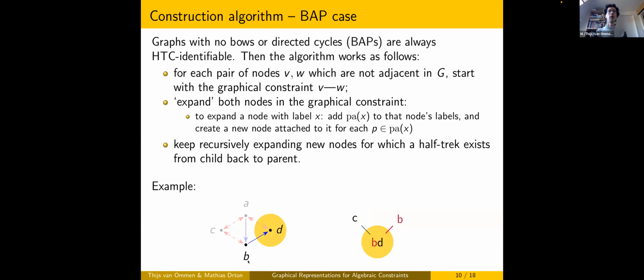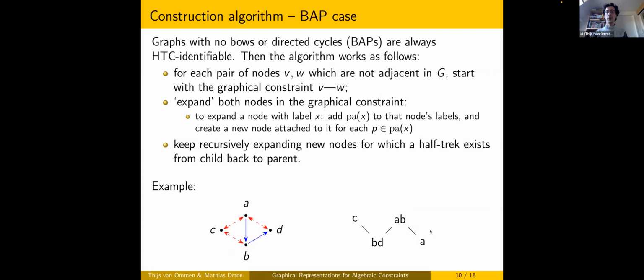The node D does have a parent over here, namely B. So to expand the node D, we add B to its label, and we create a new node with B as its only label. Then the next step is to check if we need to recursively also expand B. And for this, we check if there is a half track from the child over here back to the parent. So that would be a half track from D to B. And indeed, in this case, there is such a half track, namely this thing is a half track from D to B. So because this half track exists, we need to recursively also expand B. So we do that, and same as before, we see that it has one parent over here. So we add A over here and a new node with an A over there. And now we go to A and we see that this time there is no half track from B to A. So we do not need to recursively expand A, which means that now we have expanded everything we needed to, and we're done.